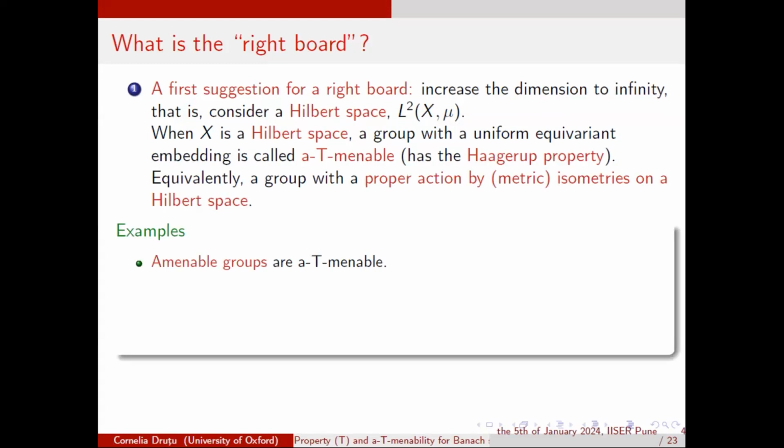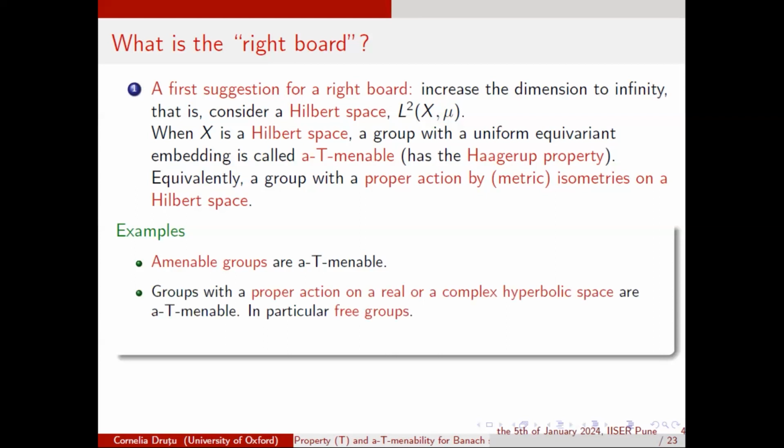These are the amenable groups introduced by John von Neumann when he wanted to explain why the Banach-Tarski paradox holds from dimension 3 on and not in dimension 1 and 2. And the reason was that in dimension 1 and 2, the groups of isometries are amenable, and in higher dimension, they're not. So it's exactly that one. And they're all a-T-menable, so they're all good to represent.